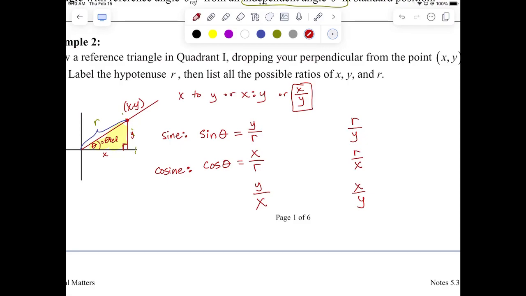Guess what name was given to the bottom left one? Y over x. Tangent. Yeah. Tangent. We abbreviate that one tan of theta. Tan of theta.